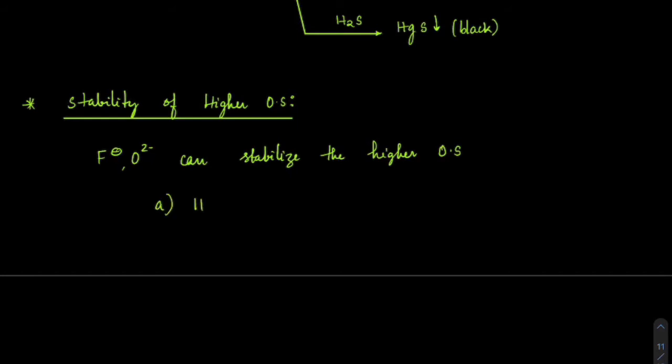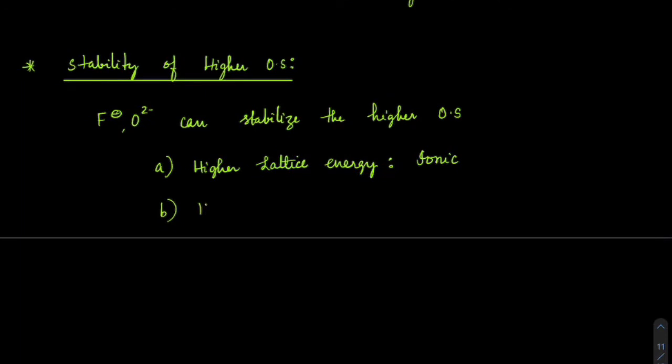One, they would give a higher lattice energy, because if you have high positive and high negative charge, definitely the lattice energy will be high, because it will showcase a lot of ionic character. Okay. Second thing, it would have very high, okay, bond energy, very high bond energy between the metals due to low polarizability.